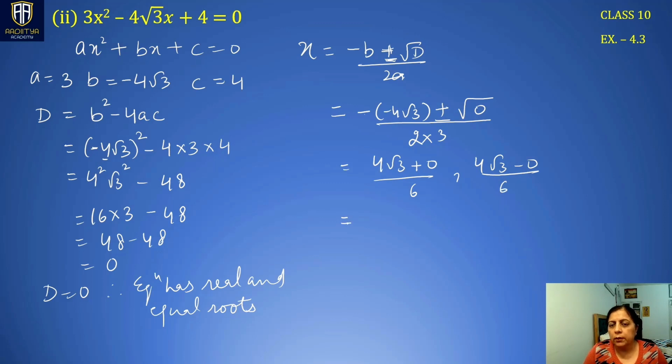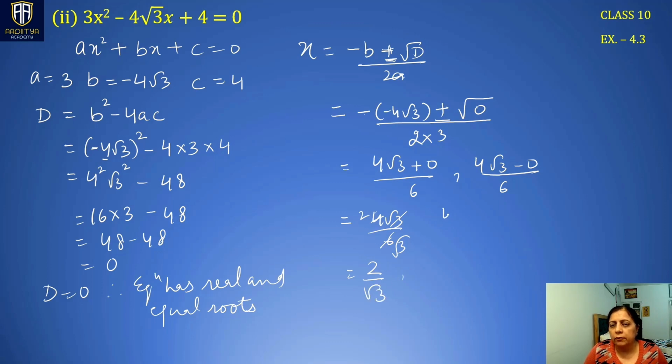I had told you earlier that you cannot just ignore one value because it is repetitive, so you have to write both the roots even if they are same. This makes it 4 root 3 by 6, that is 2 3s are 6, and then we can reduce this root 3. This becomes 2 by root 3.